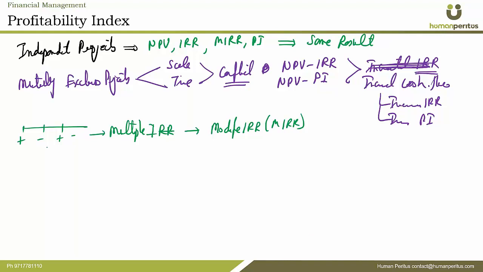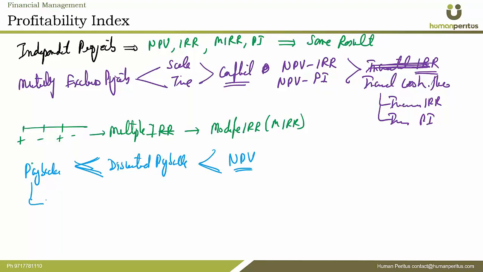So there is a payback period method, right? Then we have a method of discounted payback period. Discounted payback period is better than payback period, but it is not as good as NPV. Payback period has two problems. Problem one: it doesn't consider time value of money. Problem two: it doesn't consider cash flows beyond the cutoff period.